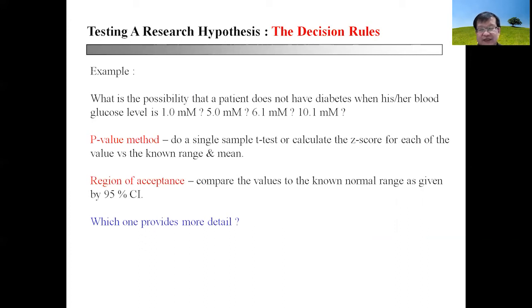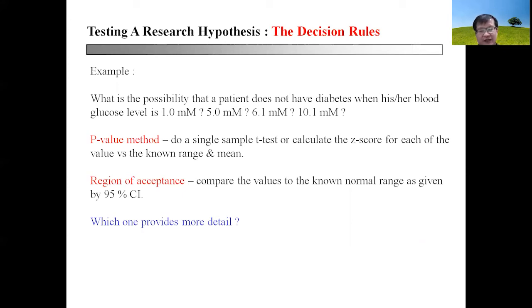An example is depicted here. What is the possibility that a patient does not have diabetes when his or her blood glucose level is 1 millimolar, 5 millimolar, 6.1 millimolar, and 10.1 millimolar? If we go by the p-value method, we have to do a single sample t-test and calculate the z-score for each of these values versus the known range of the mean. For example, we assume the range of 0.5 to 6 as normal. Then we'll be testing values of 1, 5, 6.1, and 10.1 against that range of 0.5 to 6, which is supposedly a euglycemic value for an individual.